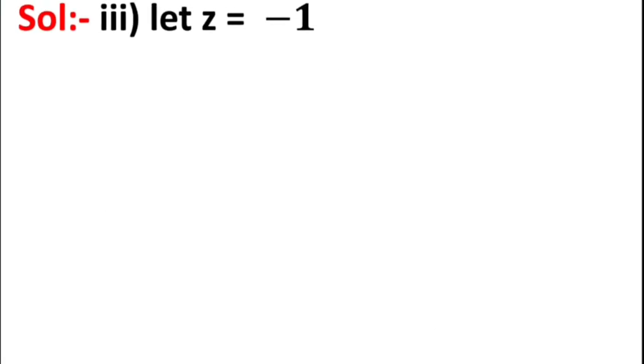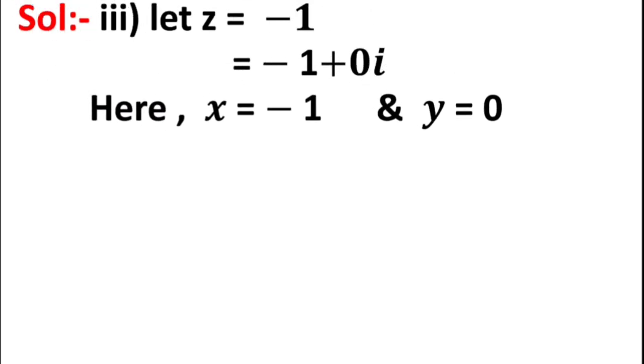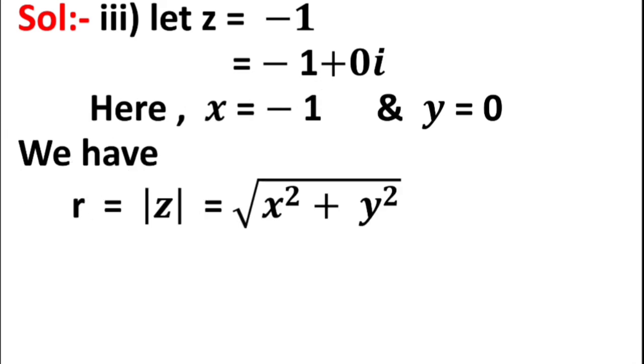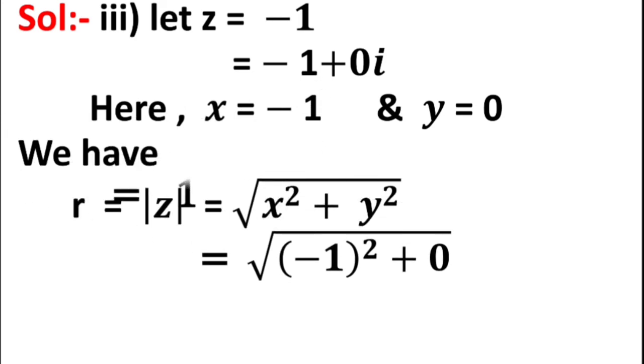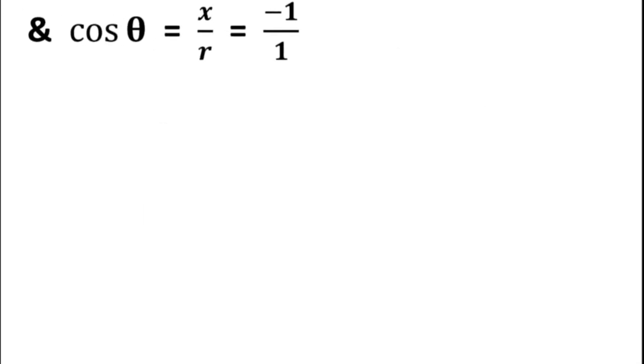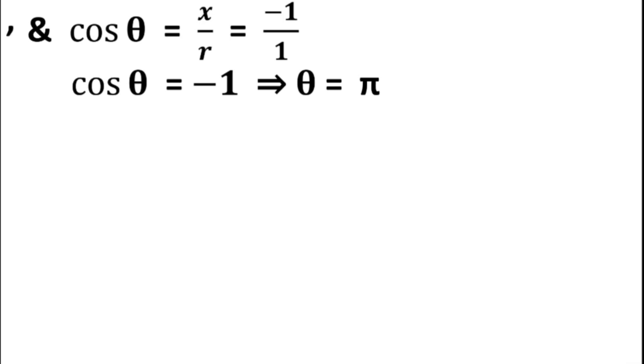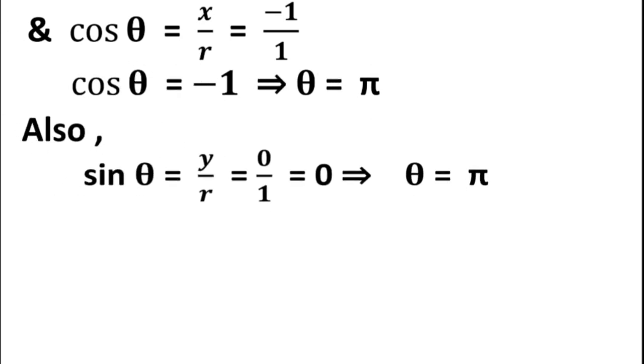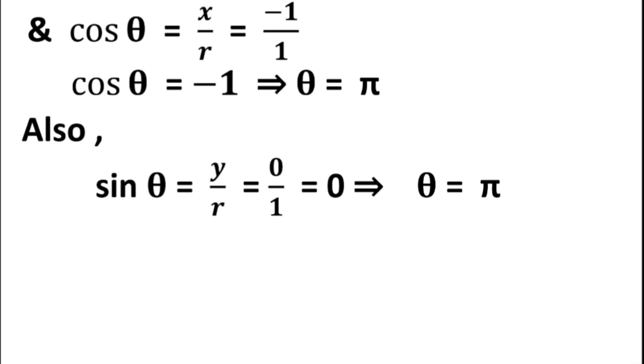Now the solution for third question is, let z is equal to minus 1, that is minus 1 plus 0 into i. Here x is equal to minus 1 and y is 0. So we have r is equal to under root of x square plus y square, that is also 1. That is r is equal to 1. Also we have cos theta is equal to x upon r, that is minus 1 upon 1, it becomes minus 1. So theta is equal to pi, and sin theta is y upon r, that is 0 upon 1 is 0, and so theta is equal to pi.